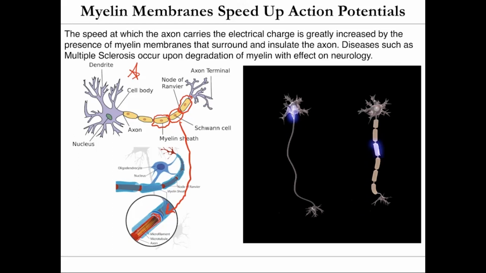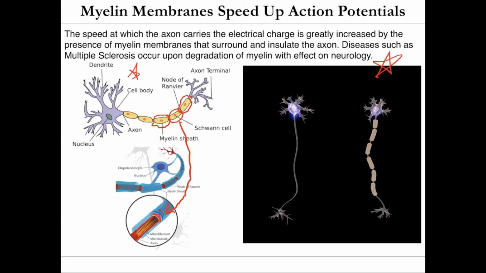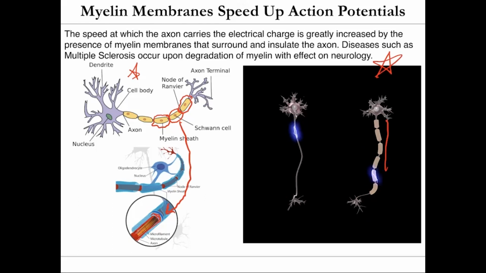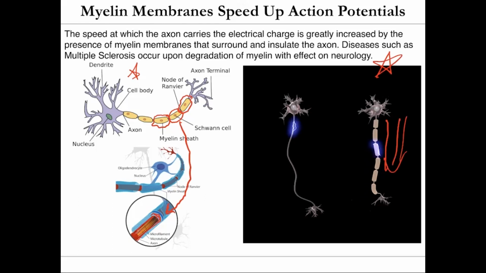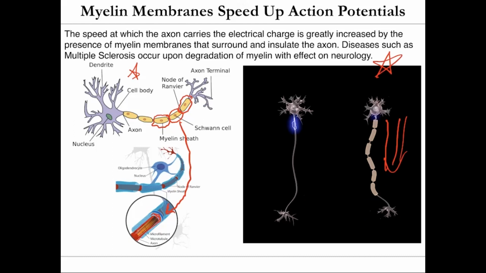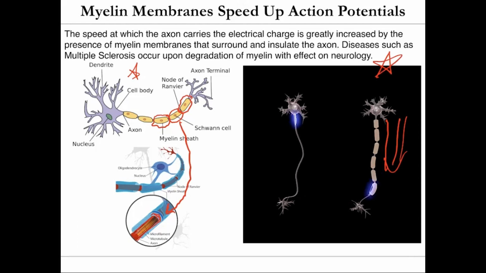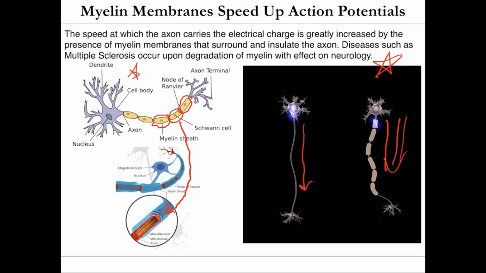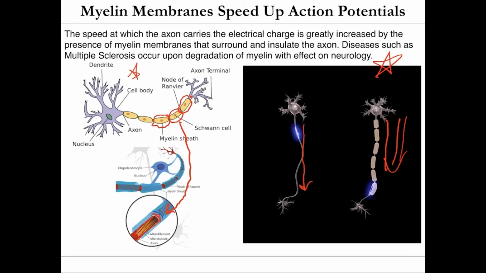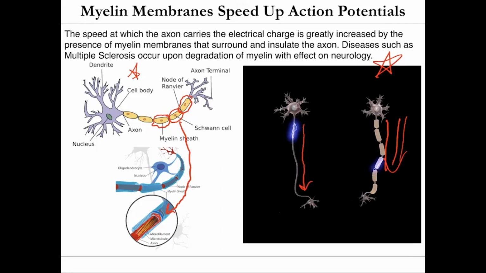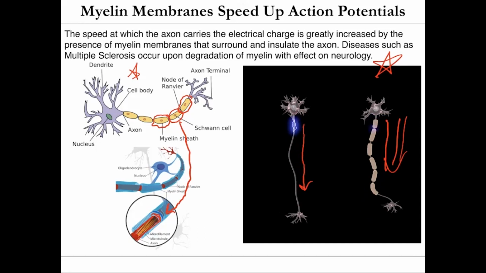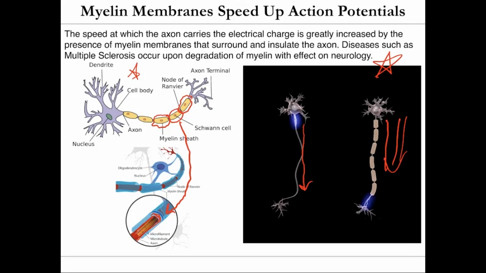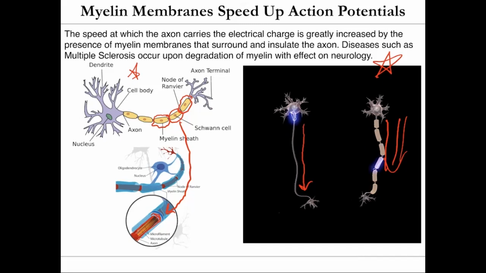So this is really important, and this is outlined in this GIF right here. You can see how quickly the signal is moved through a neuron that has these myelin sheaths, and then it goes much more slowly in a neuron that does not have these myelin sheaths and oftentimes can't even reach the end of the neuron. So this causes a huge problem in people when their myelin starts to degrade.